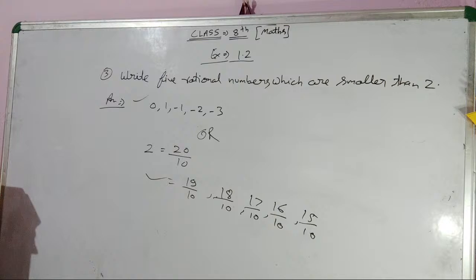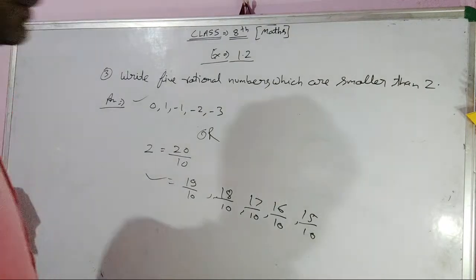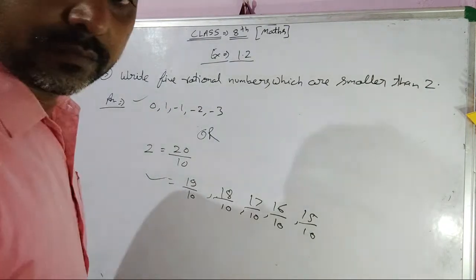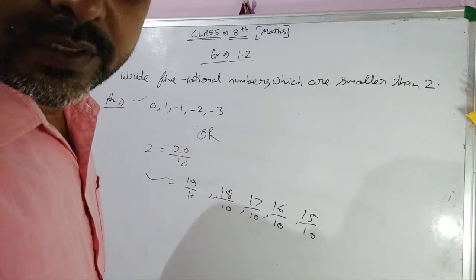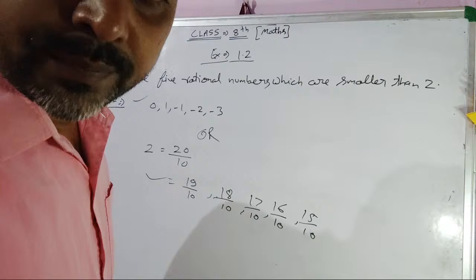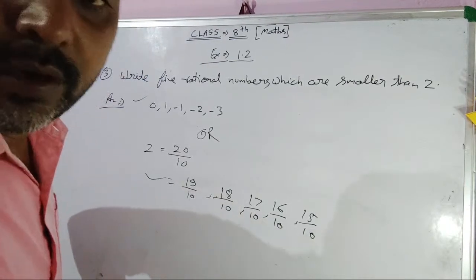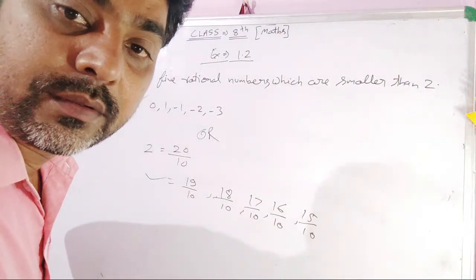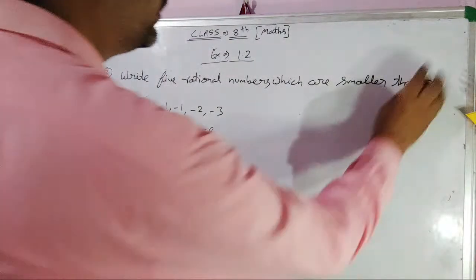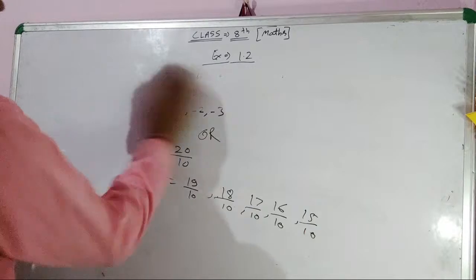Now the next question, question number 4. So 2 can be represented as 14 by 7. Yes, obviously 2 can be represented as 14 upon 7. Okay, now let's see the next question.